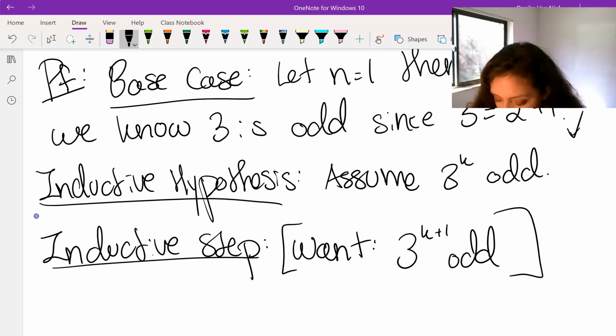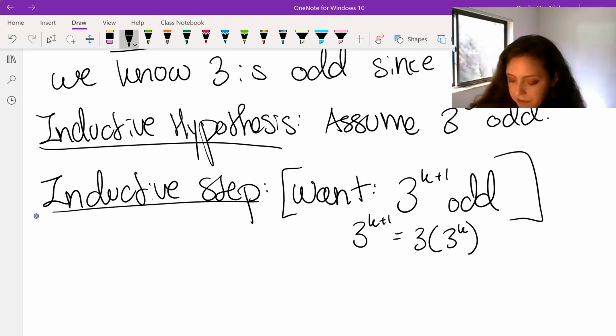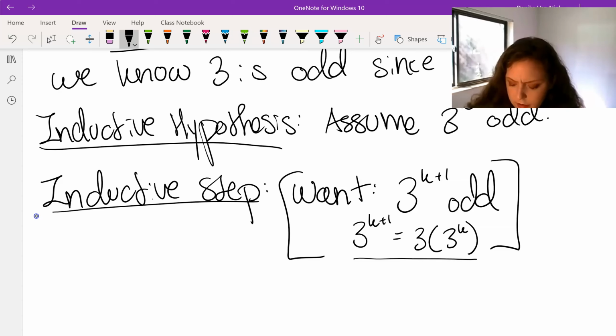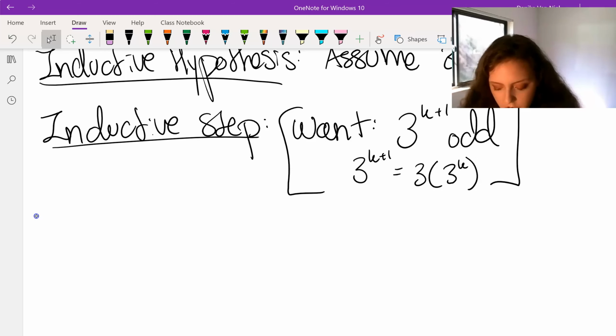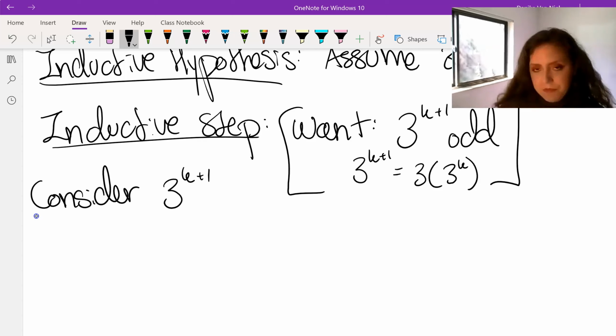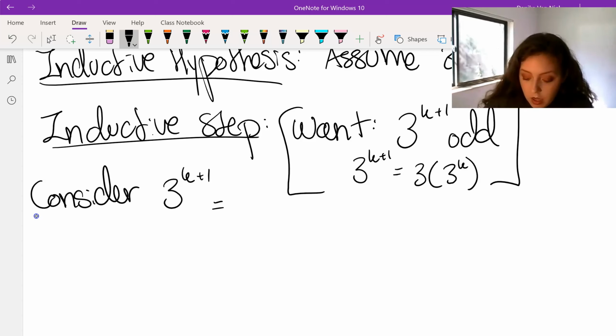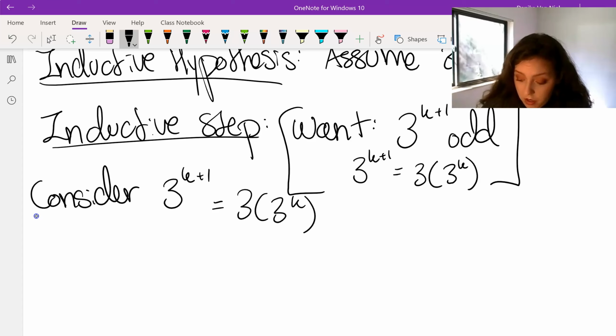Well, something that I might notice is that 3 to the k plus 1 equals 3 times 3 to the k. Interesting, okay. So this isn't a want, this is known, right? I know that, but I'm just starting with it. All right, so now I'm going to say consider 3 to the k plus 1. All right, so now I'm going to use this. So 3 times 3 to the k, okay.